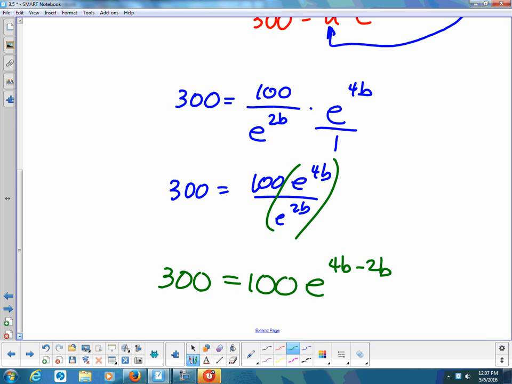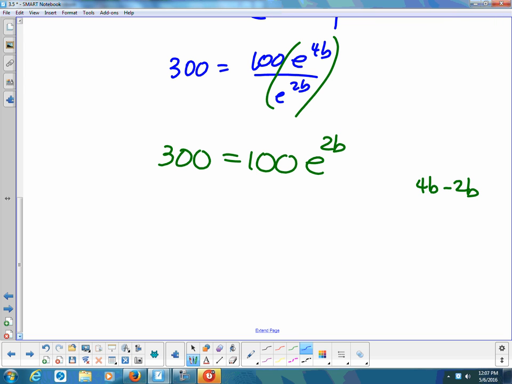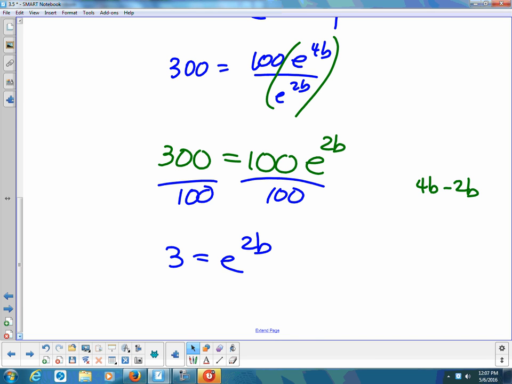It's 2b. All right, so that's 2b, agreed? In this case, we're going to have to divide both sides by 100. And so we get 3 equals e to the 2b. I'm going to pause this for a moment while you solve for b.